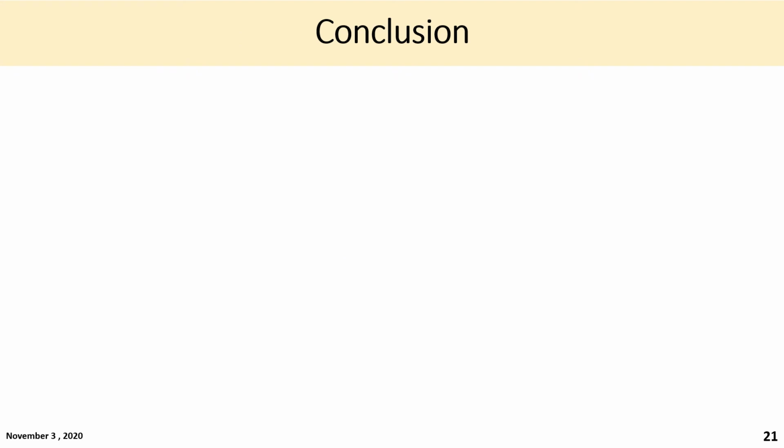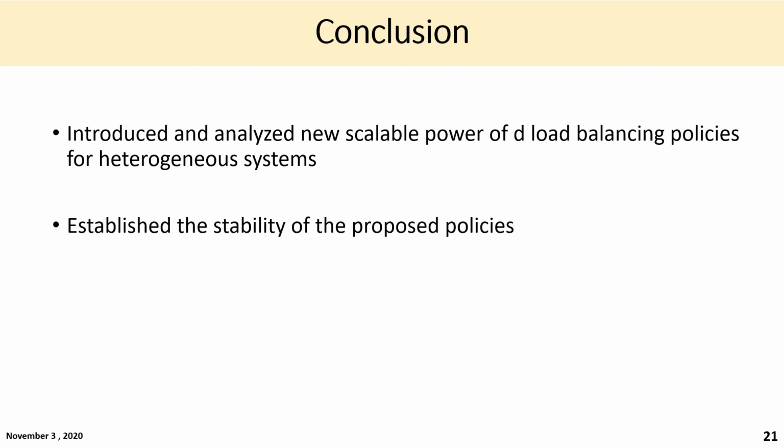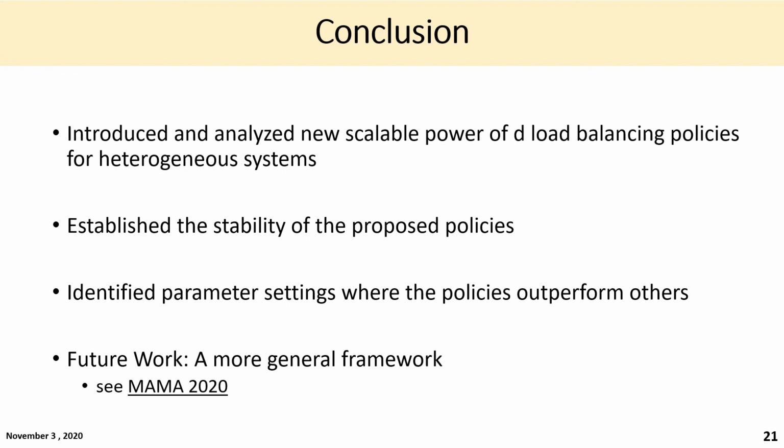To conclude, in our paper, we introduced and analyzed new scalable power of d load balancing policies for heterogeneous systems. We presented many results pertaining to the proposed policies. Establishing the stability of these policies is one of our main results. We identified parameter settings that tend to favor our policies over those present in literature. We are currently working on a more general framework, addressing systems with multiple server speeds and using a more general queuing and dispatching policy.